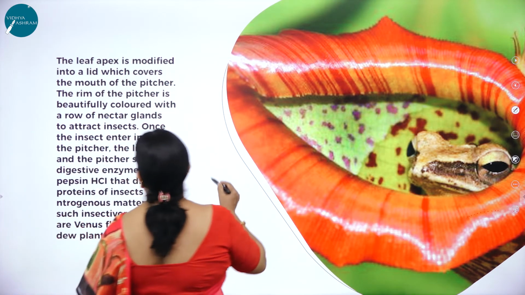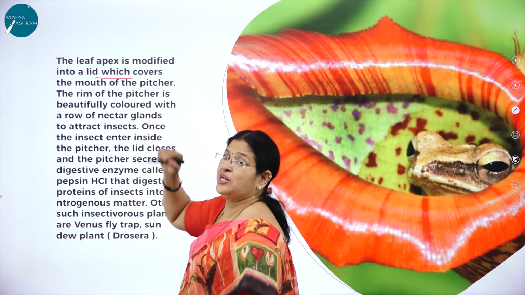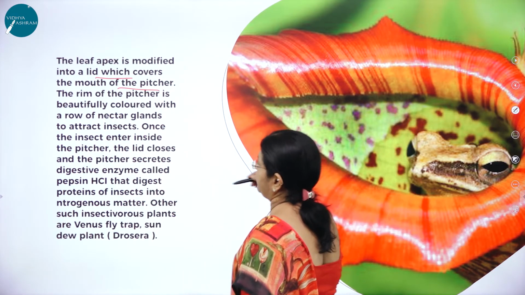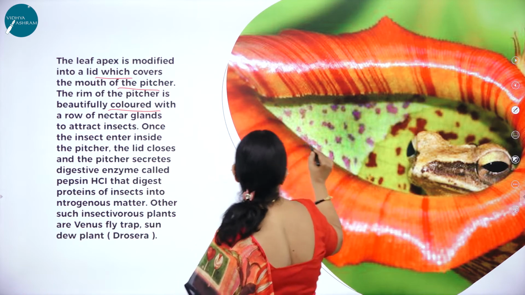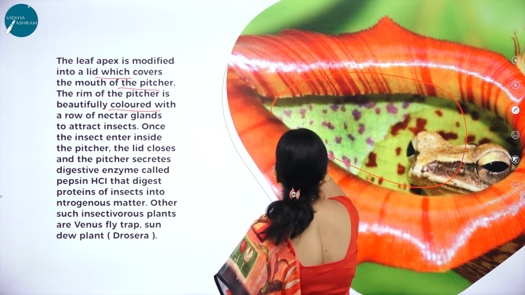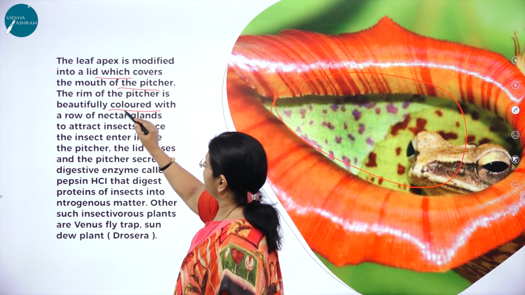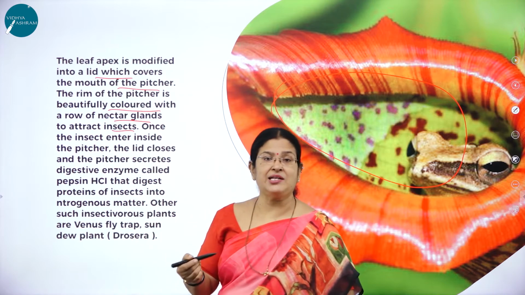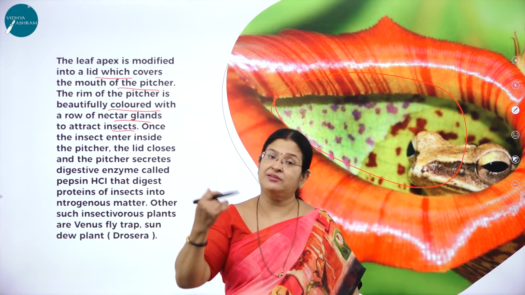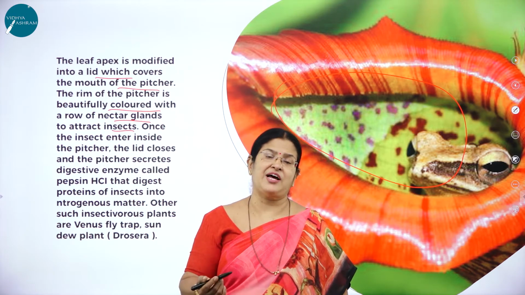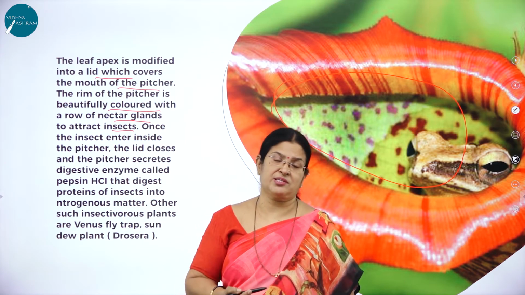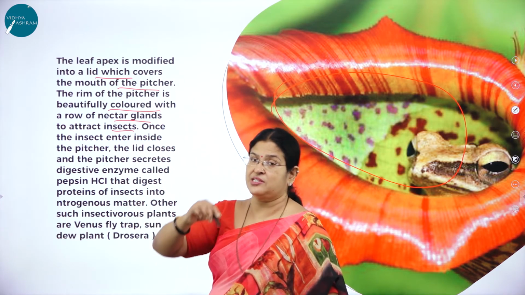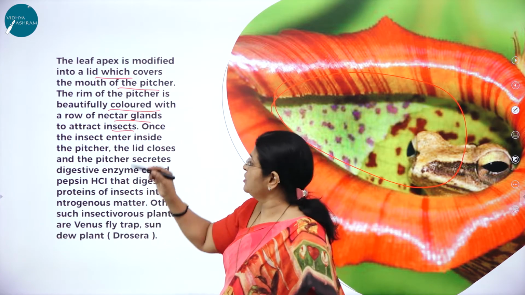Now, the leaf apex, as I said, the leaf tip is modified into a lid, as I have showed, which covers the mouth of the pitcher. Here you can see this is the inside part. This is called the rim. The rim of the pitcher is beautifully colored with a row of nectar glands to attract the insects. See, there is one mechanism for the insectivorous plants to attract the insects. As I said, why are the flowers beautifully colored? Because to attract the insects for pollination. In a similar way, the insect is attracted by these nectar glands that are found on the rim. Rim means margin.